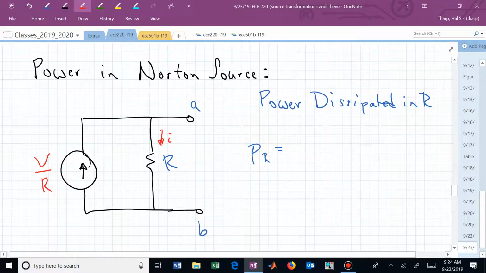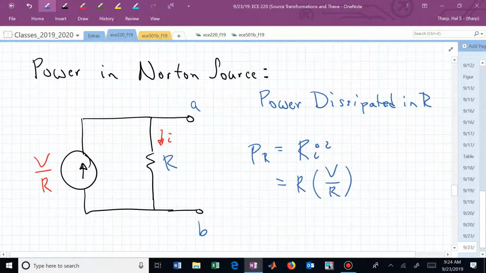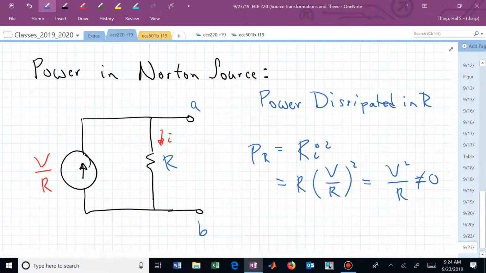Can I do that? Can I say, well, if I knew the current through R, it would just be Ri squared. What is I? It's the source's value, which is V over R. We'll square that, and we end up with something that's definitely not the same as what we had in the Thevenin source.